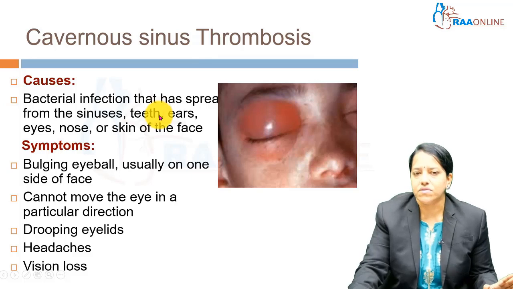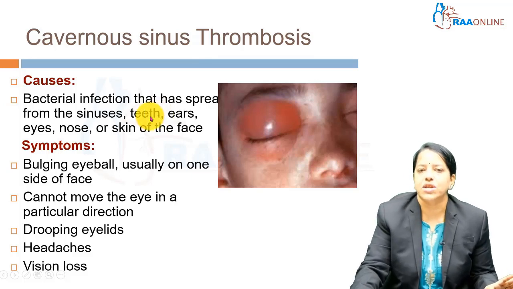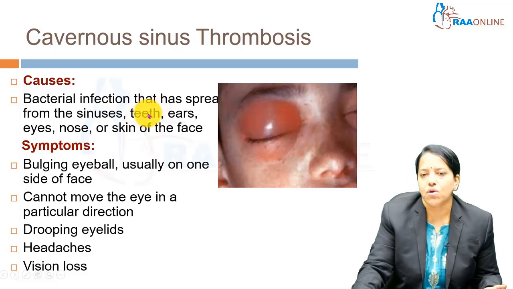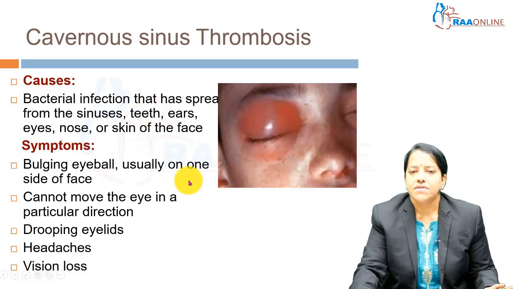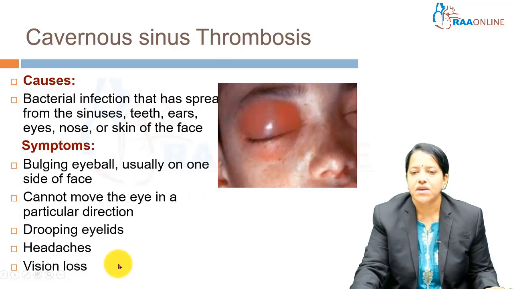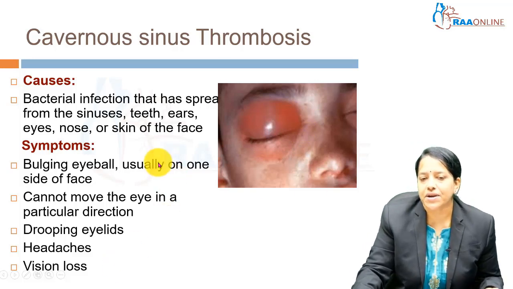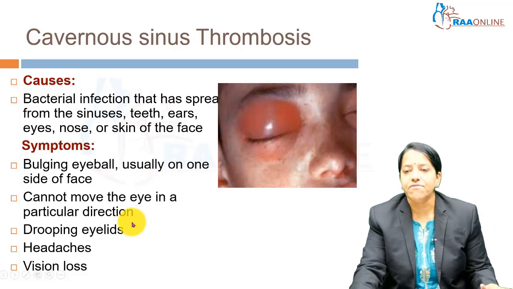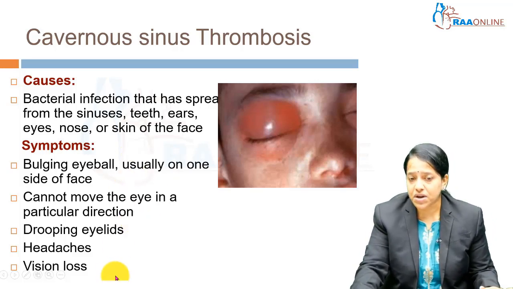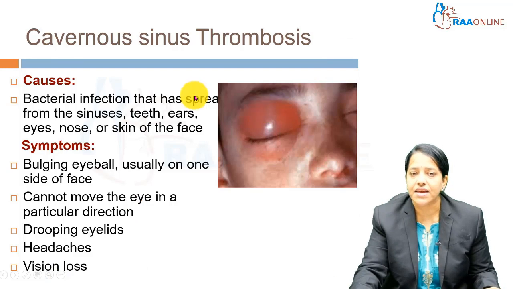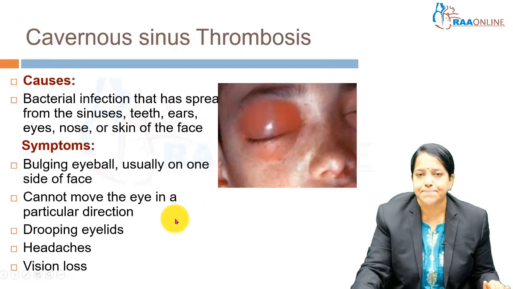Most important cause is bacterial infections which can spread from the sinuses, the teeth, the ear, nose or skin of the face. Symptoms can be bulging eyeball, usually on one side of the face, and cannot move the eye in a particular direction, drooping of the eyelids, headache and vision loss. So these are the symptoms the person is facing. The patient has come with these kind of symptoms and exactly the picture will be like this.